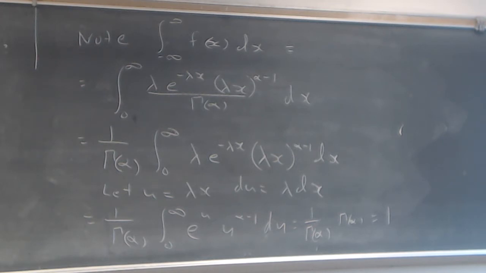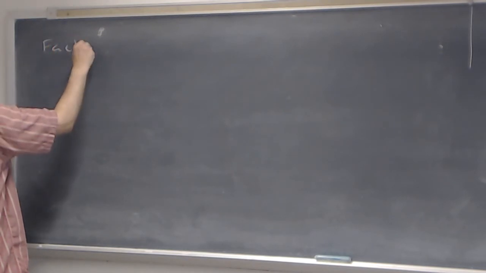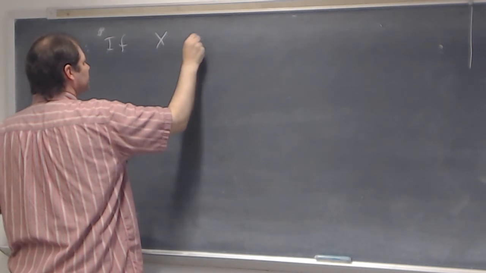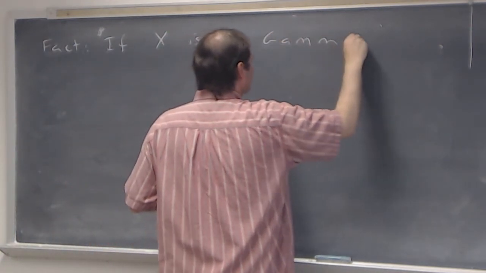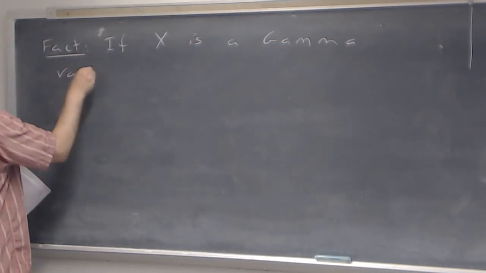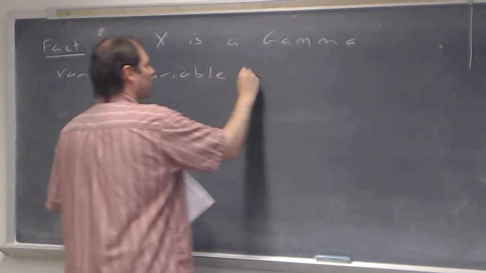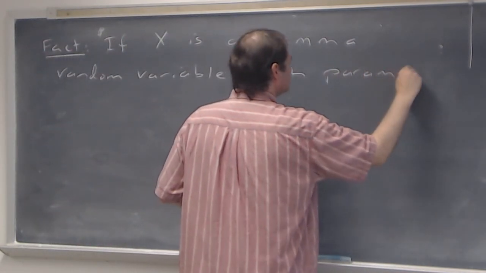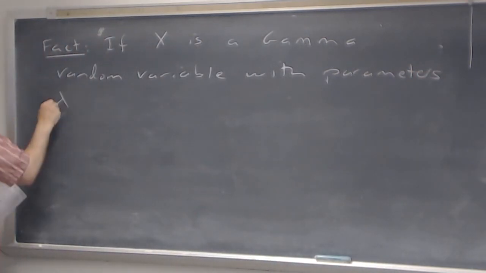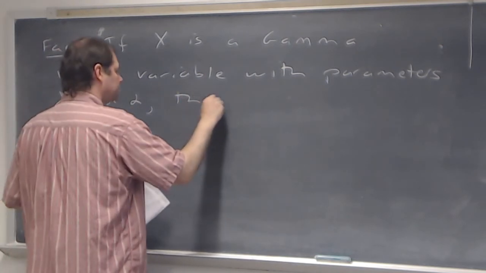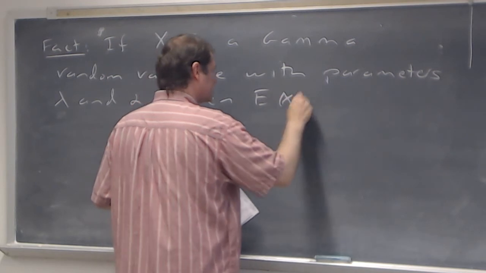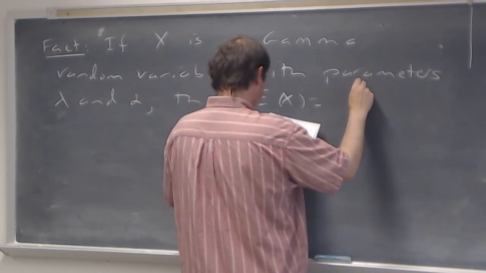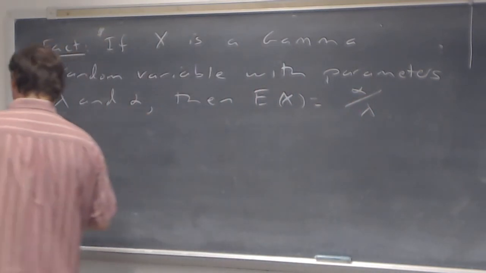Okay, next we're going to do the expected value of a gamma. Fact: if x is a gamma random variable with parameters lambda and alpha, then the expected value of x is equal to alpha over lambda. Let's prove that.